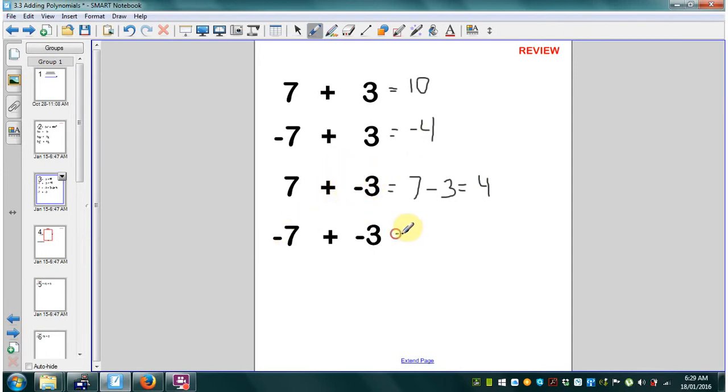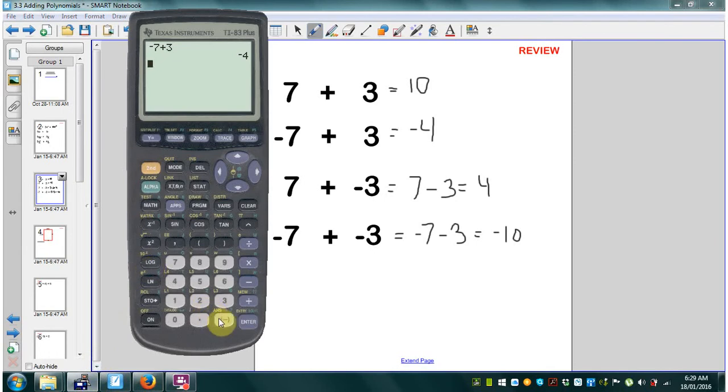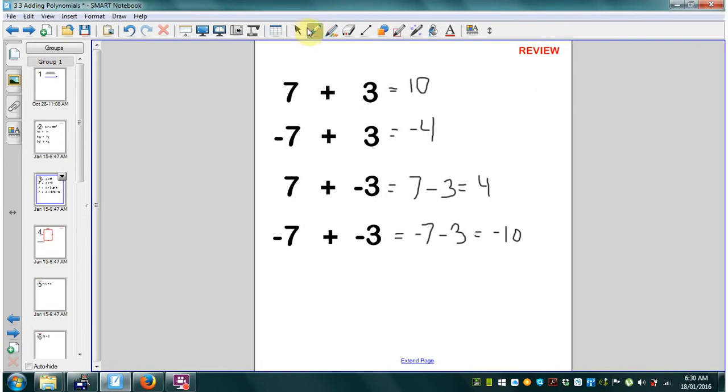And then we have negative 7 plus a negative 3. This can be written if you want, if you're someone who likes to break down the signs, plus a negative becomes a negative. Negative 7 minus 3 is negative 10. And again, if you're not feeling very confident about that, negative 7 plus negative 3 equals negative 10. Okay, so that was just a quick little refresher on that.